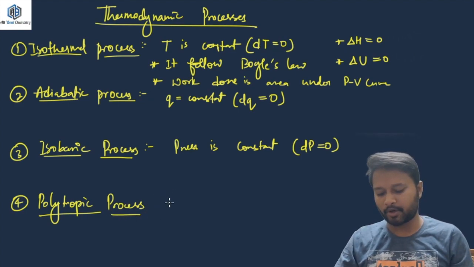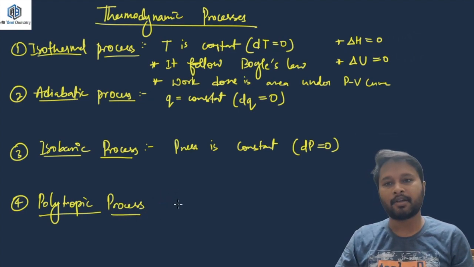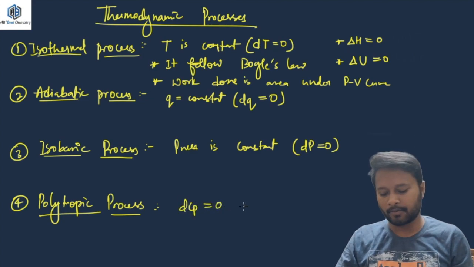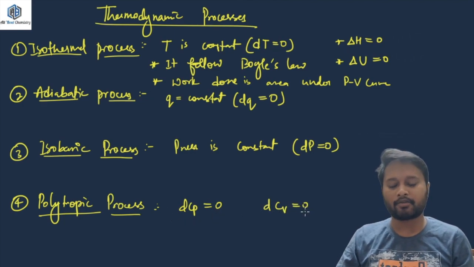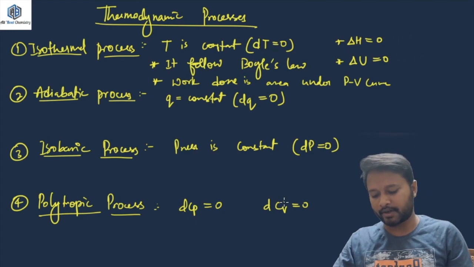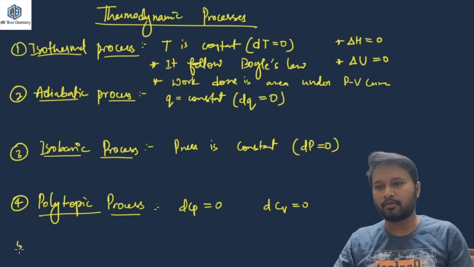In the polytropic process, the heat capacity of the system remains constant. That means the heat capacity of the body remains constant over here. So we can say that dCp is equal to 0, or you can say that dCv is also equal to 0. So both the heat capacities, either at constant pressure or at constant volume, will be equal to 0. That's what it is.